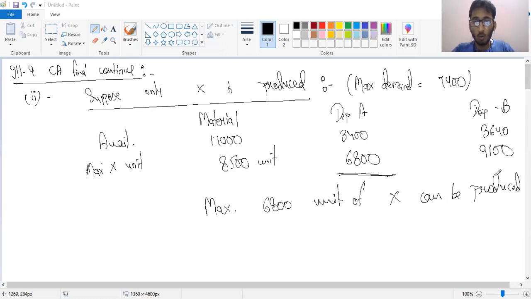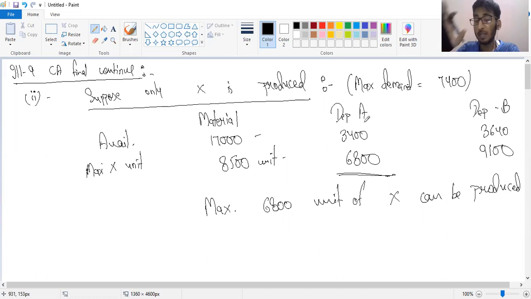I hope you got how I did this. Okay, this is not really difficult. If you are aware, if you are understanding the things, it is easy. How I did this? Basically, I calculated by using complete material how many units of product X can be made.